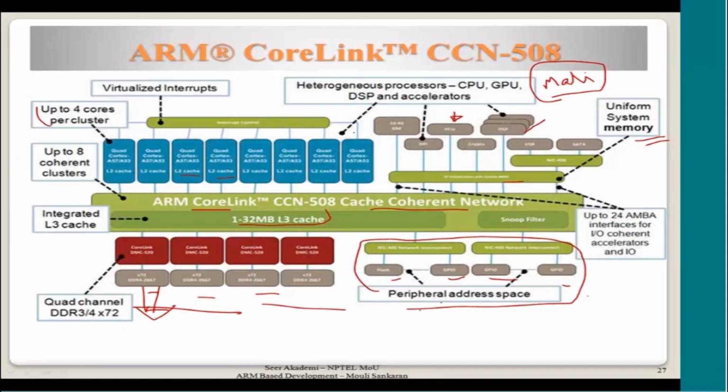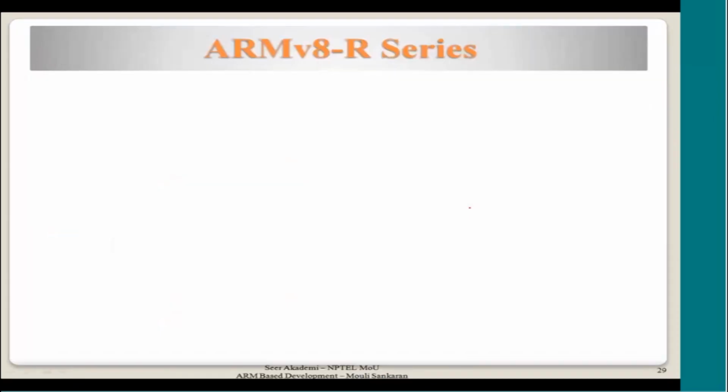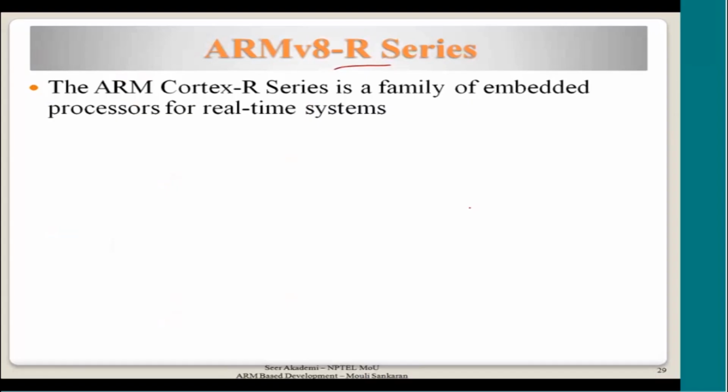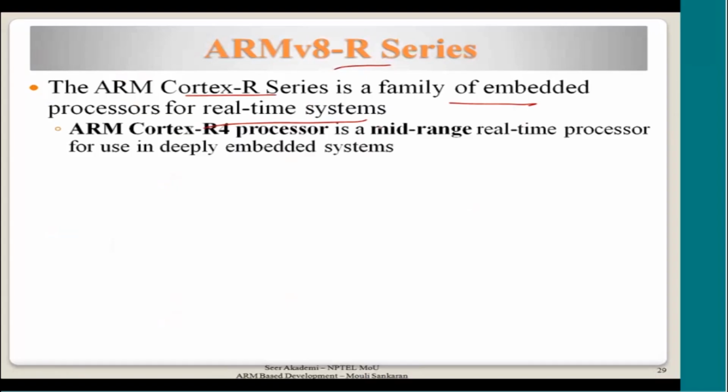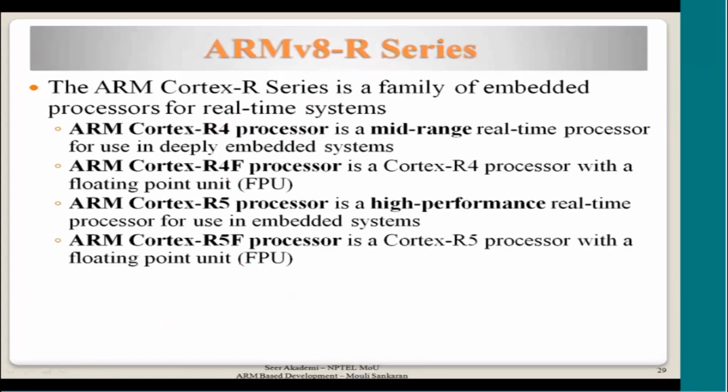Okay, so ARMv8, there is an R series. I told you that this is a real-time series. So for that, Cortex R series is a family of embedded processors for real-time systems. So it has got an R4, which is a mid-range real-time processor. Okay, there are also multiple families of processors. So you see that R4F has got FPU support. R5 is for high performance. And if you see F, it has got FPU support.